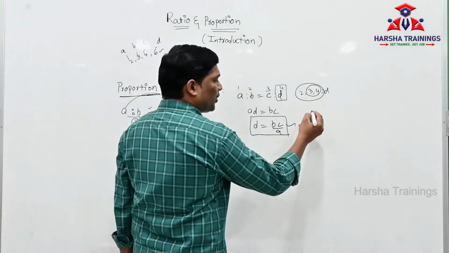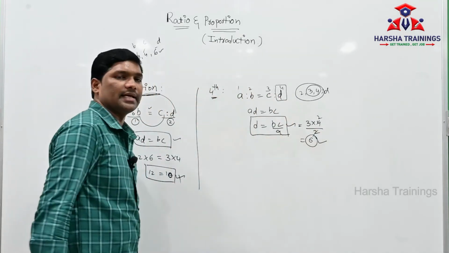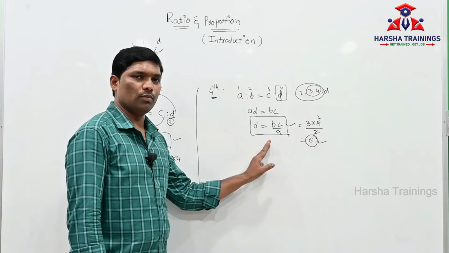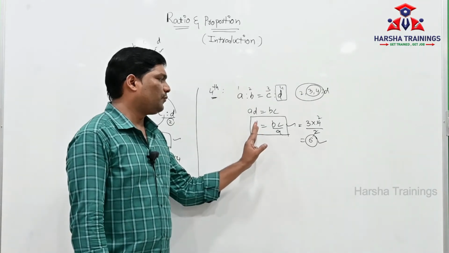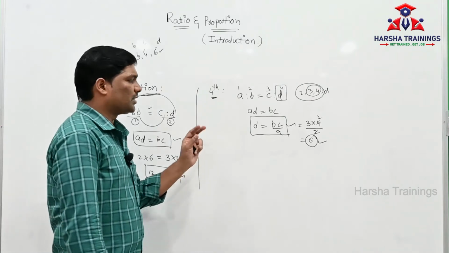Okay, next 3 into 2, 6. So the fourth proportion is how much, guys? 6. Is it clear, all of you? Just remember this formula, guys. More than enough. Okay, so what is the fourth proportion formula? D is equal to BC by A. So that is the first point.